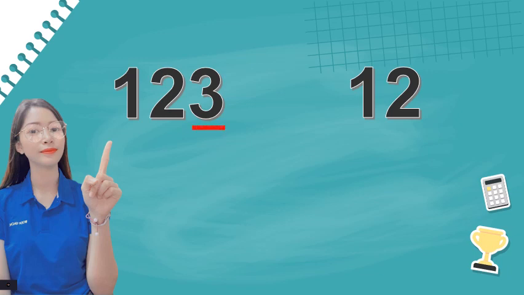First, let's look at 123. 123 has ones place, tens place, and hundreds place. It has 3 digits. Now let's look at number 12. 12 only has 2 digits, right? There is only ones place and tens place. Now if you look at it, which one has more digits?